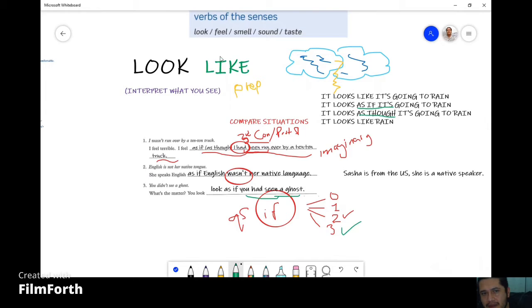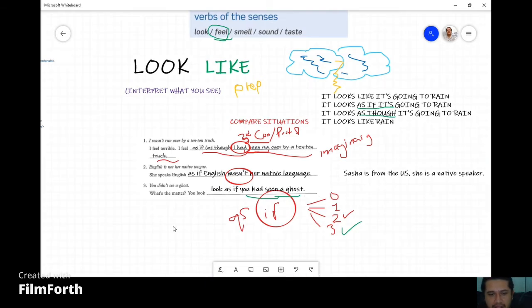Now you can make comparisons with feel. I felt. So, for example, you have a situation.